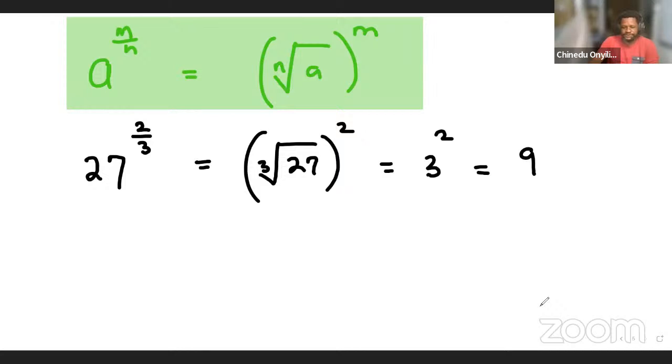Another example you could consider is if you have, say, 32 to the power of, let's say, 3/5.